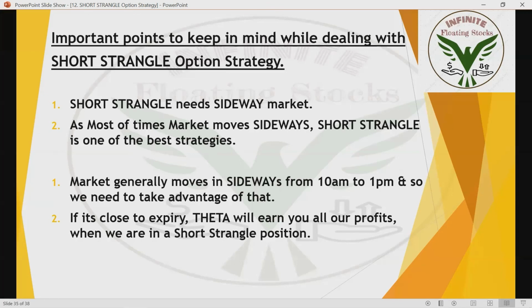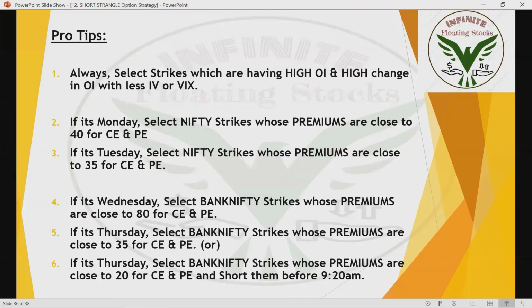After 1:15, European markets will open and it will become more volatile, and that may eat all your profits. That is the reason your entry should be around 10 a.m. and your exit should be around 1 or 1:15 p.m., not more than that, irrespective of your profit and loss. And if it's close to expiry, theta will end all your profits when we are in a short strangle position, because theta is more powerful during expiries.